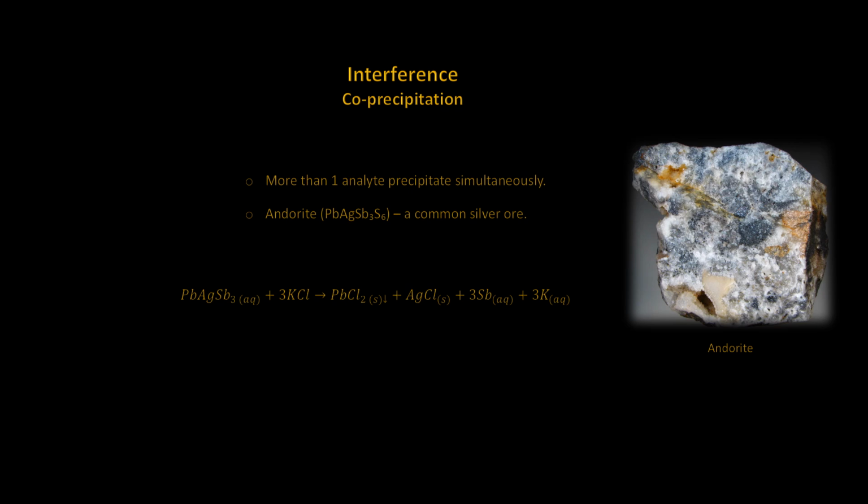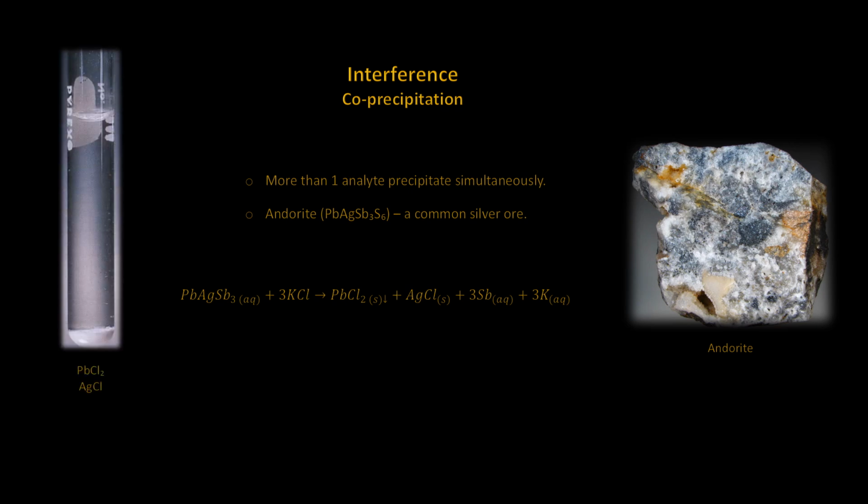Now, potassium chloride may then be added to precipitate the silver in accordance to the solubility rules. However, the remaining lead will also precipitate out of solution. The results will be two compounds, silver chloride and lead chloride. The result of this co-precipitation is that the lead will need to be removed for a good analysis of the silver concentration.